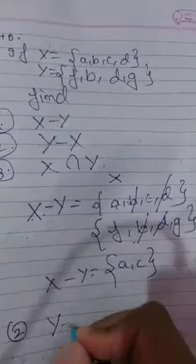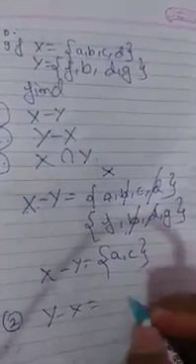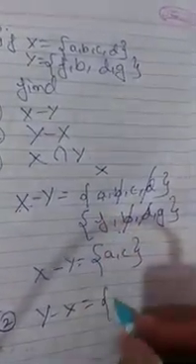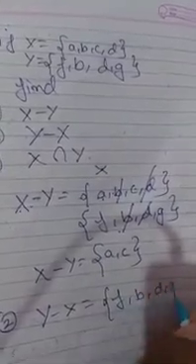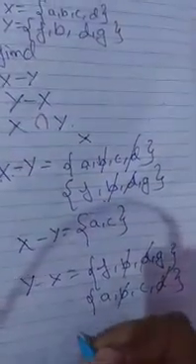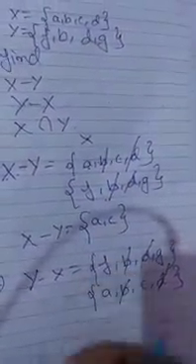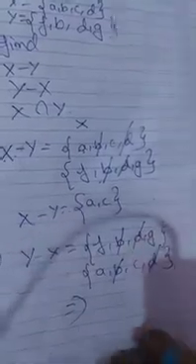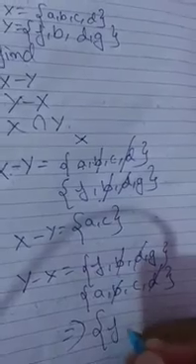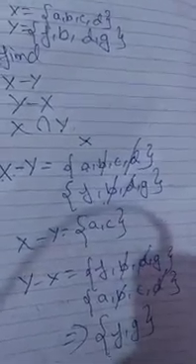Now in the second part, Y minus X. Again we will write Y above: f, b, d, g, and X below: a, b, c, d. Now we will cancel the like terms, like elements. Then we will write the left elements of set Y. What is left in set Y? f, g. So the answer is {f, g}.